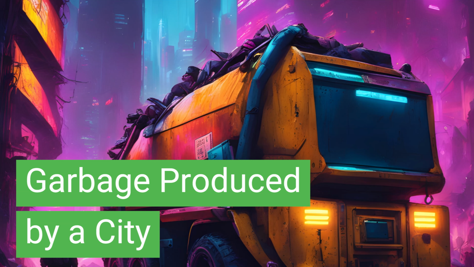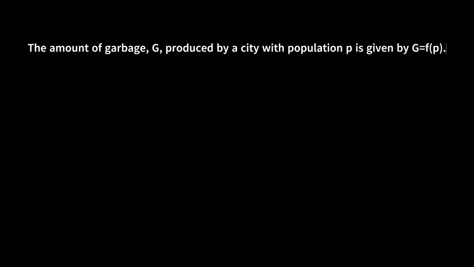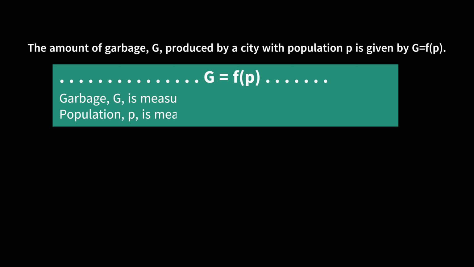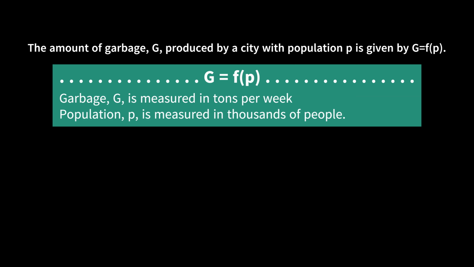So let's get started. Here, we are given that the amount of garbage produced by a city with a population P is given as G equals F of P, where G is measured in tons per week and P is measured in thousands of people.